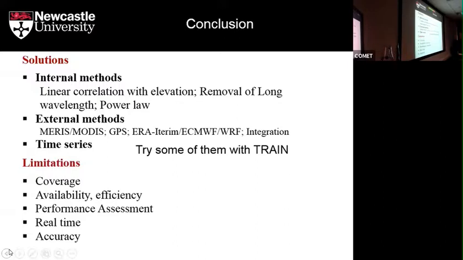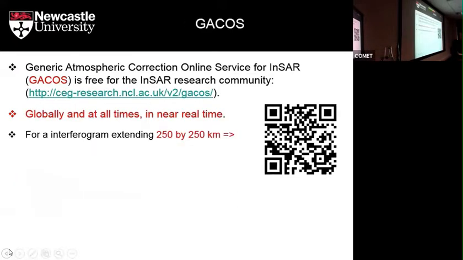And also I want to introduce a very simple tool called GACOS, which is an online service. You can visit it here. You can scan the barcode or the website, and it's globally available in near real time. So you can try it on your own interferogram. It's very simple to use. It's based on the GPS and the high resolution ECMWF.